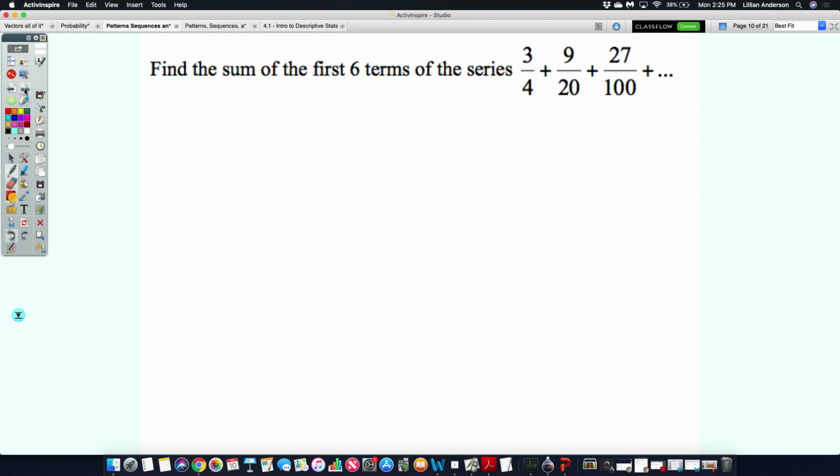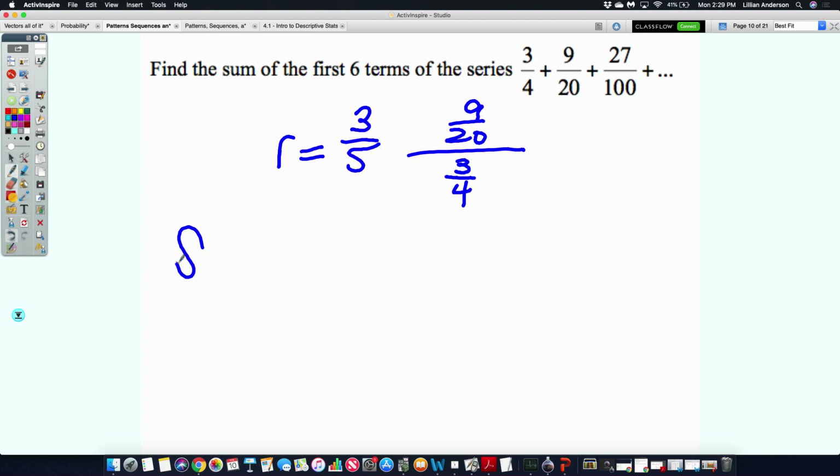What about this one here? Find the sum of the first 6 terms of the series. All right, so first off, geometric or arithmetic? Geometric. Which means there's a common ratio of 3 over 5. Remember, you find that by doing the second term divided by the first term. You were using your calculator, but you know, keep, change, flip as well, and reduce. Since it's asking for the sum of the first 6 terms, is that finite or infinite?